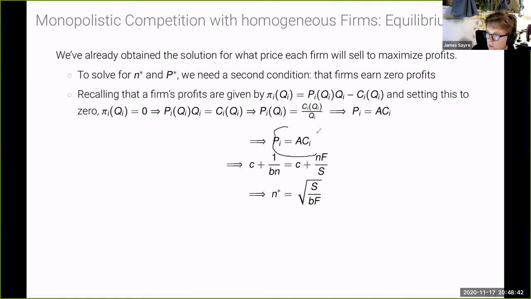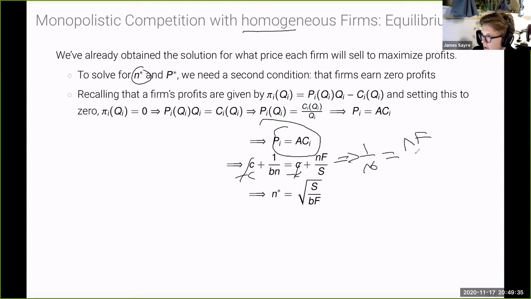Let's go back and plug in what we determined to be the PP curve and the AC curve when we have identical firms. Recall that we said P was going to be equal to C plus 1 over NB, and AC, our average cost, was going to be given by C plus NF over S. And again, all of this is under the assumption that each firm is identical, or homogeneous. If we set these equal to each other and subtract C on both sides, those cancel out. We'll come back to this later, but it's important to note that the determination of N star doesn't depend on marginal costs, because they just cancel out. And so now we have that 1 over NB is equal to NF over S.